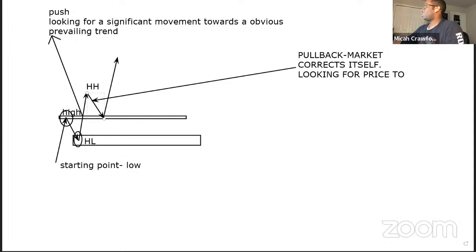Erase. Here's the pullback. Okay, got it. I'm drawing two because it could come back to either one. Everybody got it? Yes.